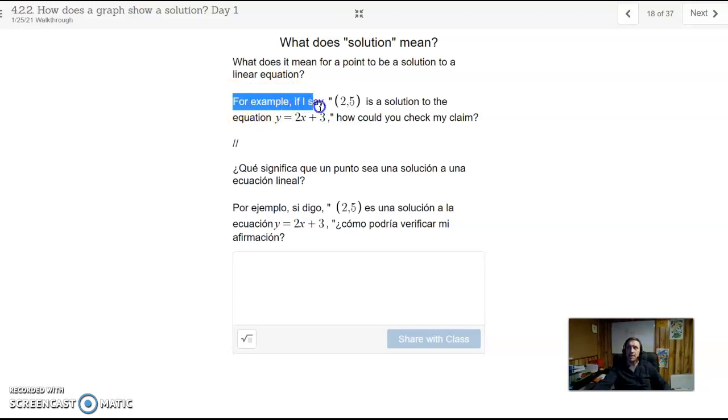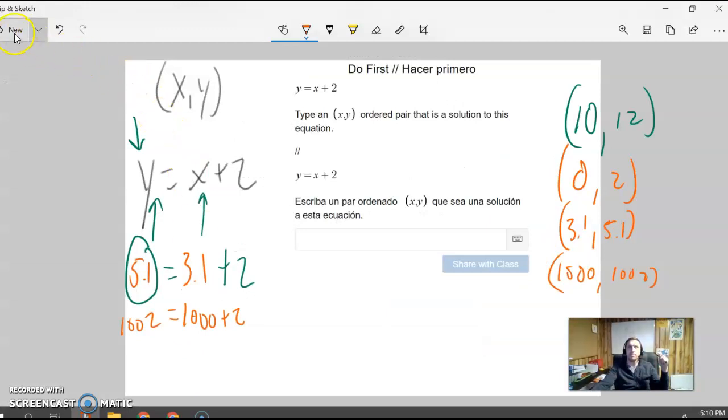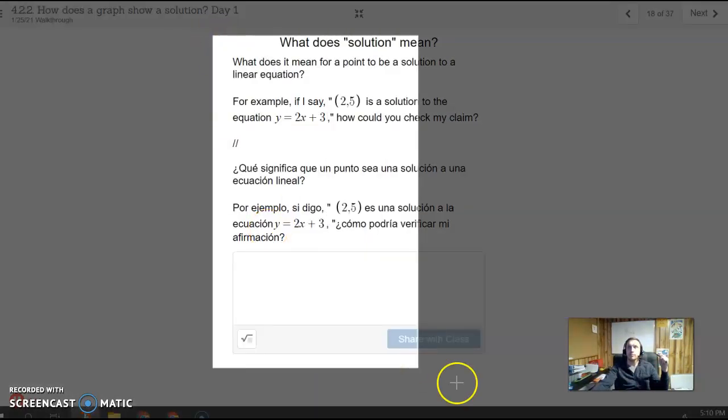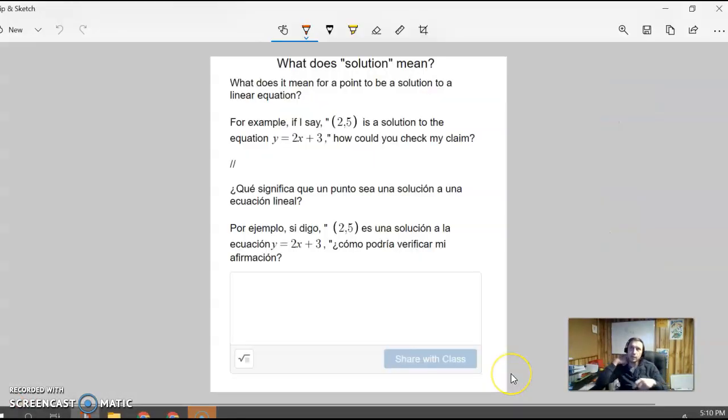So if I said (2, 5) is a solution to the equation y equals 2x plus 3, how could you check that claim? How could you say, I agree or I disagree? Take a moment, pause, and think about it. So you can do it by plugging it in, right?